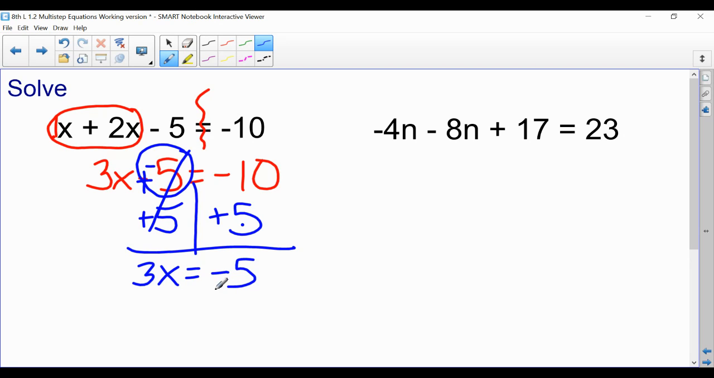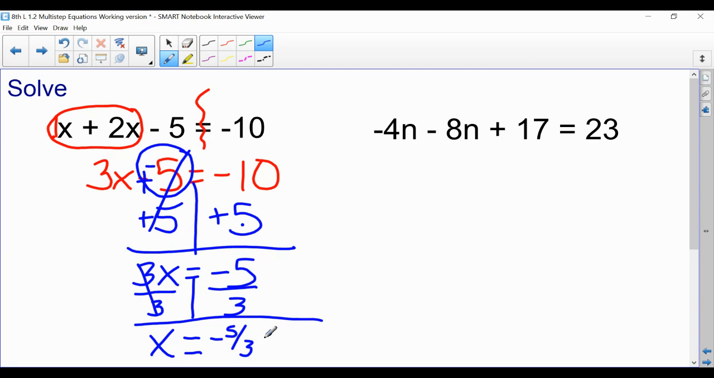Number next to a letter means multiplication, so I have to divide to solve it. They cancel each other out. x equals. I can leave this as a fraction at this point. I can leave it as negative 5 over 3. I can simplify it, which is negative 1 2/3. Or I can write it as a decimal that I get when I divide it in a calculator, which is negative 1.6 repeating decimal.